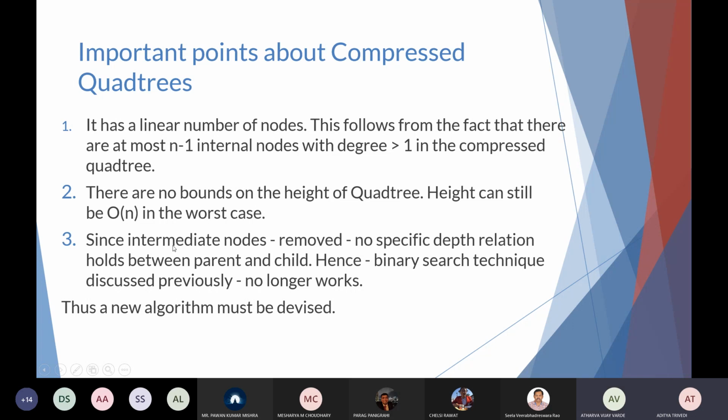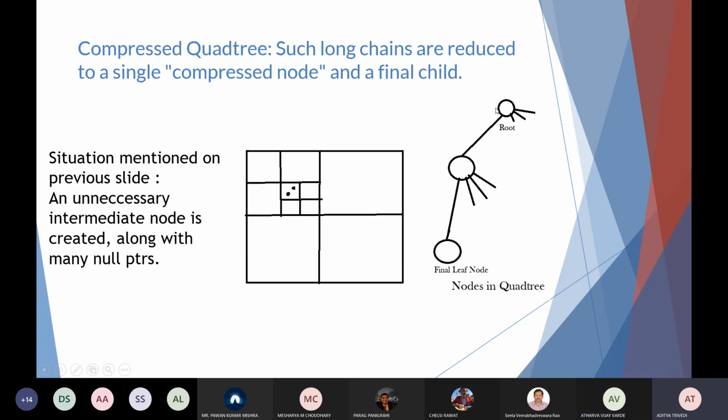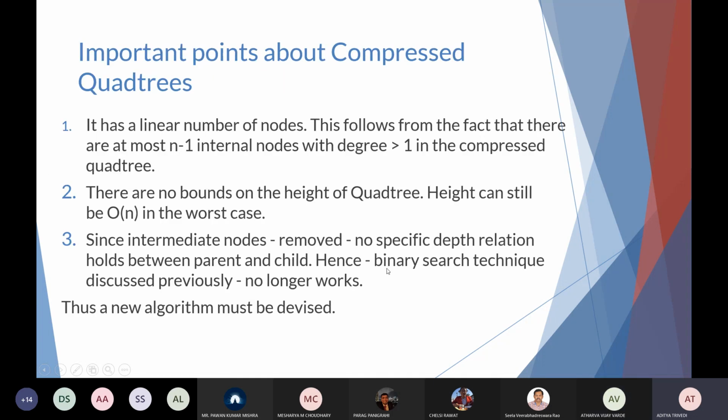And lastly, since we have removed these intermediate nodes, we no longer have that depth relation, that this depth is 0, this is 1, this is 2. In a compressed quadtree, this will be 0, this will directly be 1. So what problem is there? No longer does the binary search technique which we discussed in the previous algorithm work. So we need a new algorithm.